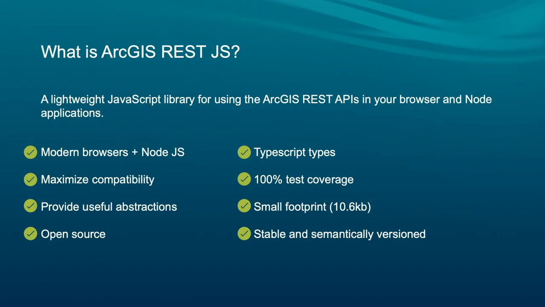ArcGIS REST JS is an open source client library for working with the REST APIs. It originally started as a collaboration between the developer experience team and the ArcGIS Hub team. We were building lots of wrappers around the REST APIs for managing things in our apps, and we wanted a common library to help accomplish that task.